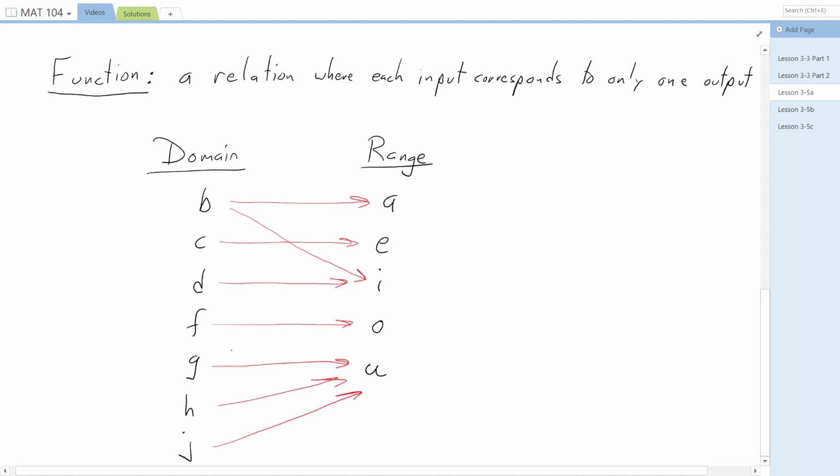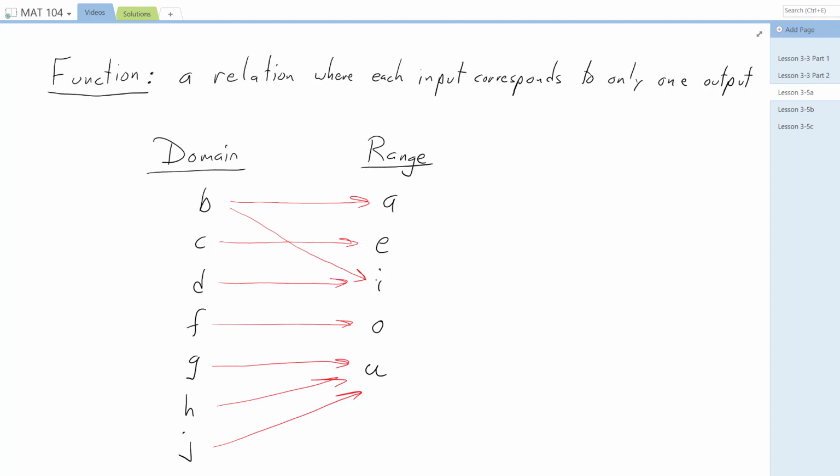Everything except B is related to exactly one output. Those all look great, but because B is related to two, that is more than one item in the range, this is not a function, and that's all it takes. If you can find one thing that breaks that definition, one input that corresponds to more than one output, then you do not have a function. You still have a relation, but it is not a function.